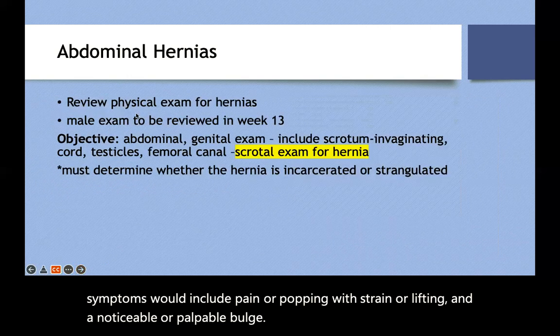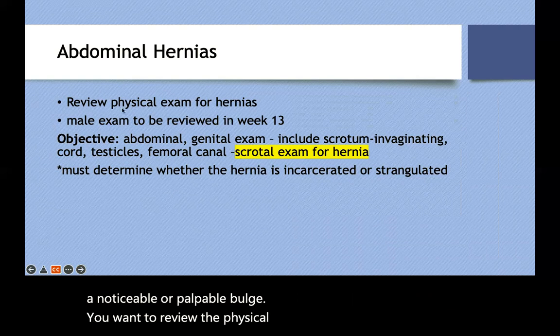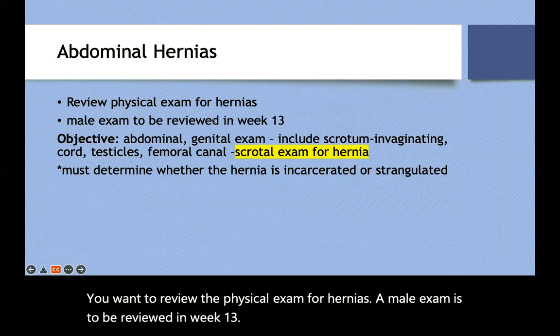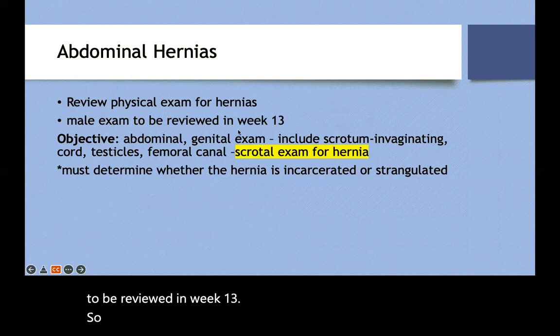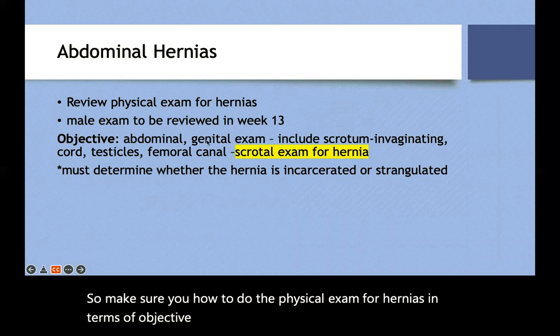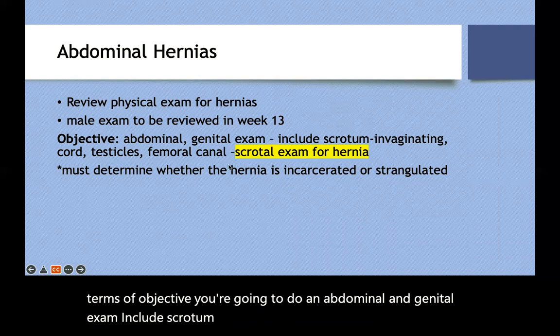You want to review the physical exam for hernias. The male exam is to be reviewed in week 13, so make sure you know how to do the physical exam for hernias. In terms of objective findings, you're going to do an abdominal and genital exam, including the scrotum, invaginating cord, testicles, and femoral canal. You want to do a scrotal exam for hernia.